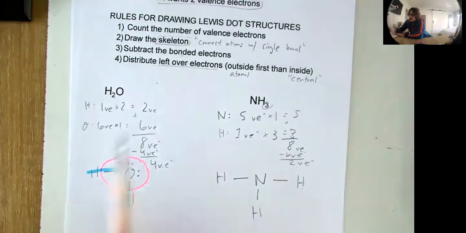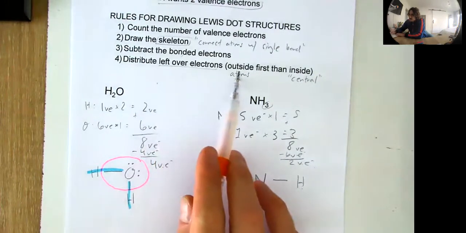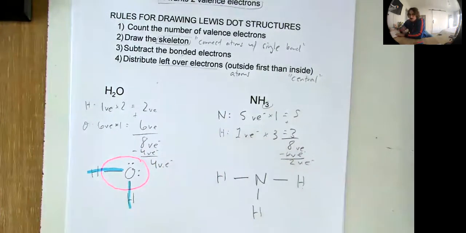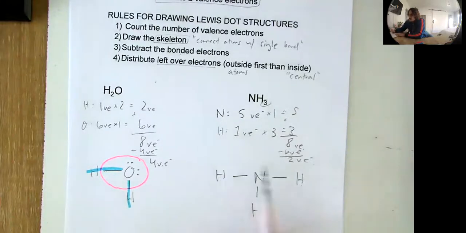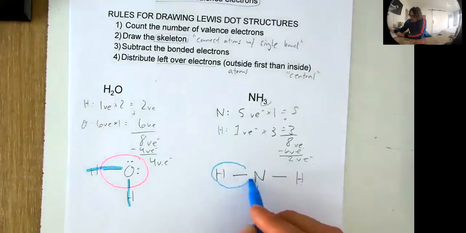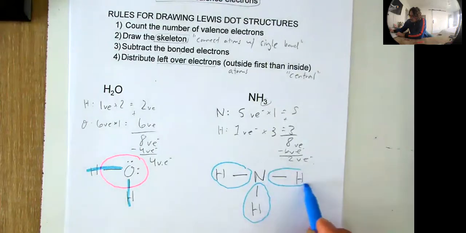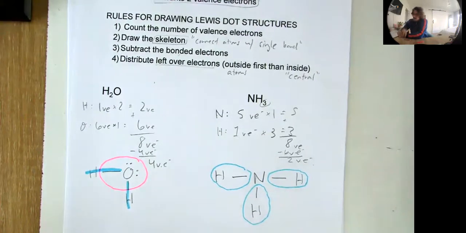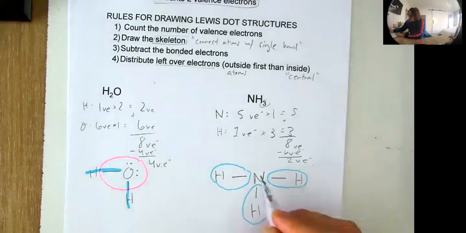And where are we going to draw them? Distribute the leftover electrons outside first and then the inside, the central atom. Well, are we going to distribute these 2 electrons on the outside to the hydrogen? No, because each hydrogen already has 2 valence electrons, and that's the rule for hydrogen. Hydrogen gets to share 2 valence electrons. So where are we going to put those last 2?